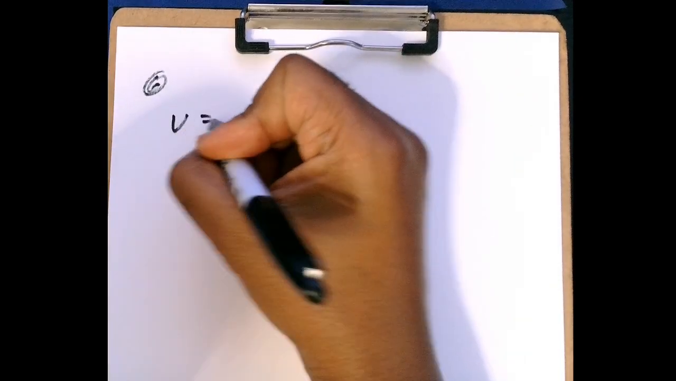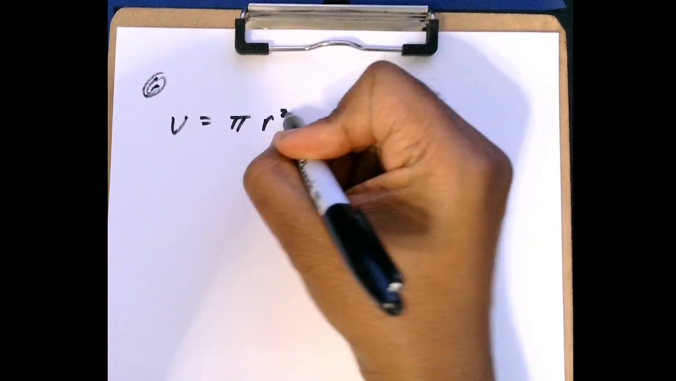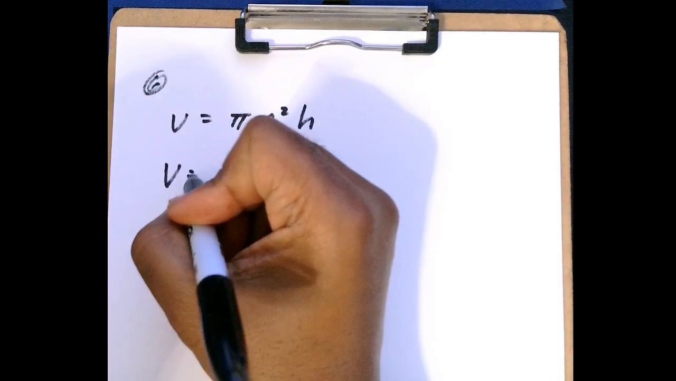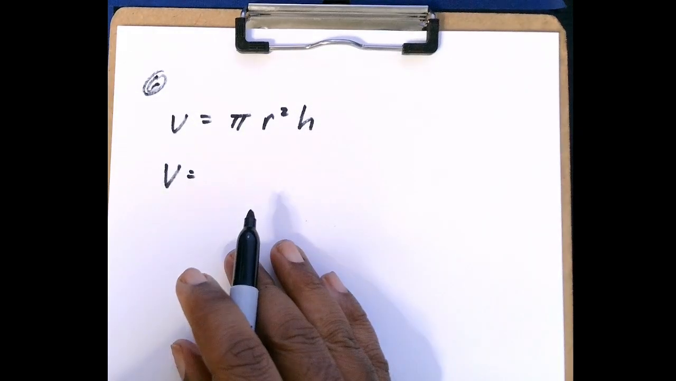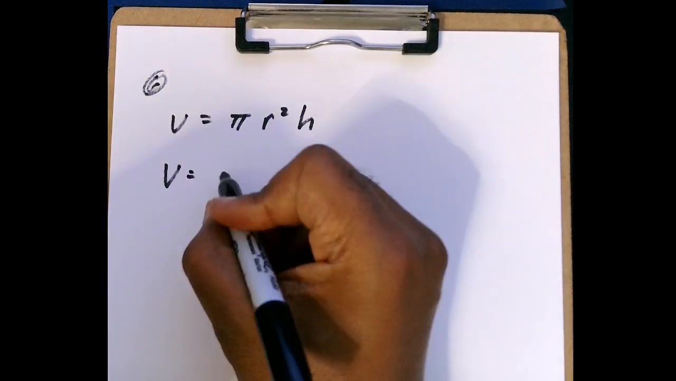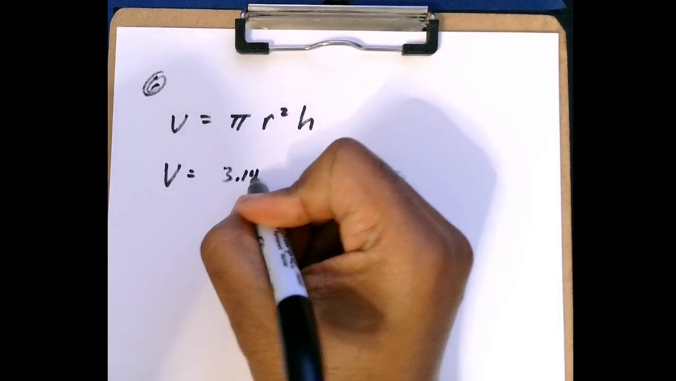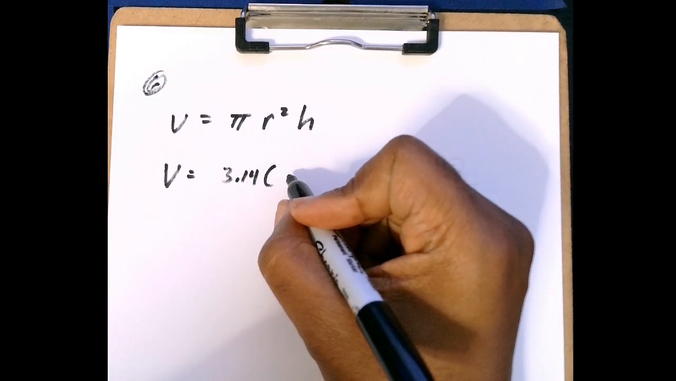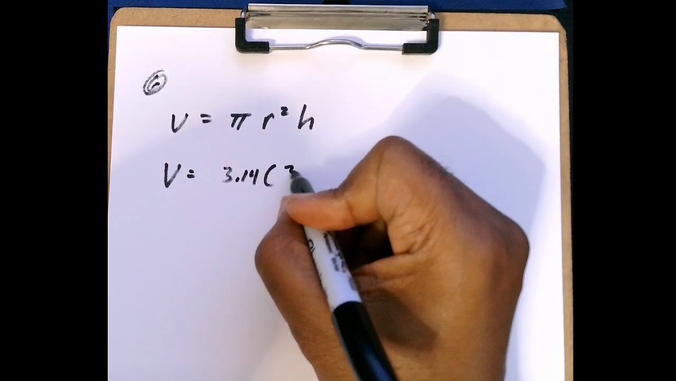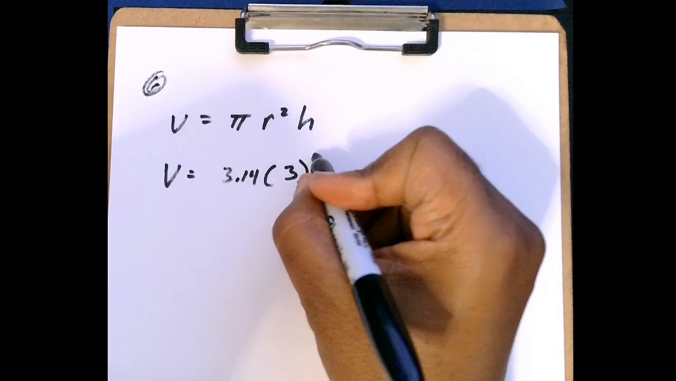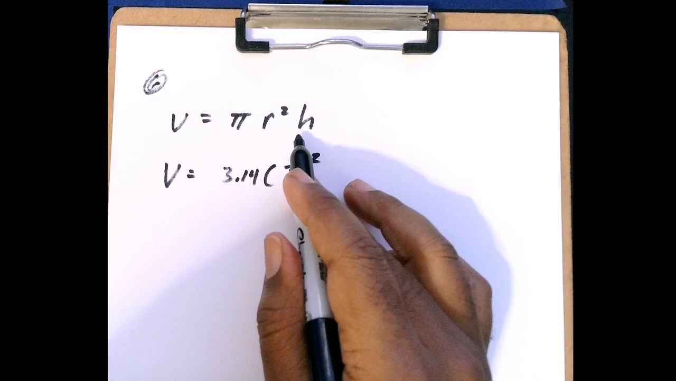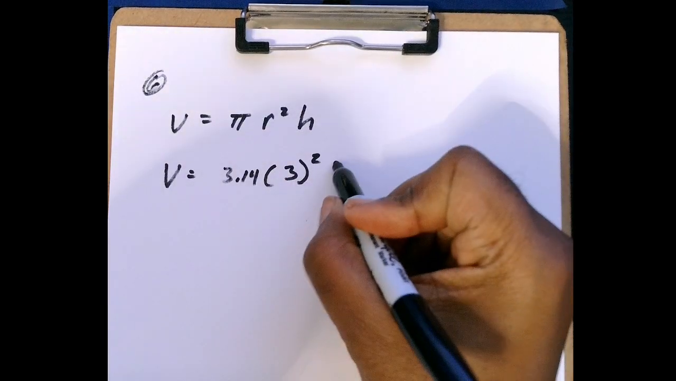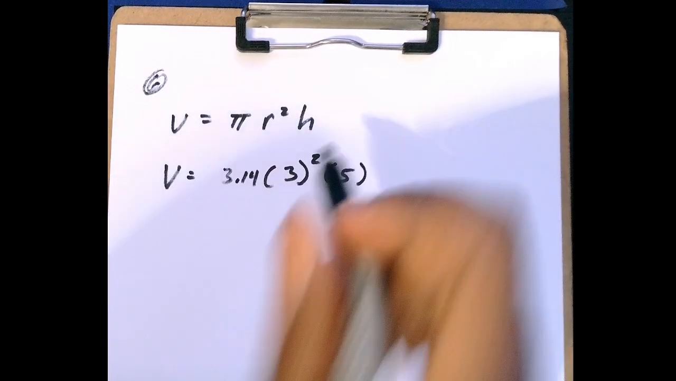So V equals pi times R to the second power times H, and we're told that let's use for pi 3.14. For R, they say that the radius was 3. That'll be to the second power. And then the height, we were told that the height was 5. So let's see here, 5.